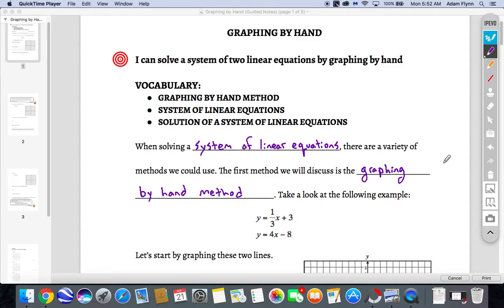Okay, so this method will require some prior knowledge here where we will need to remember how to graph lines. Okay, and that means lines in any form. So slope-intercept form, which is y equals mx plus b, standard form, or point-slope form.